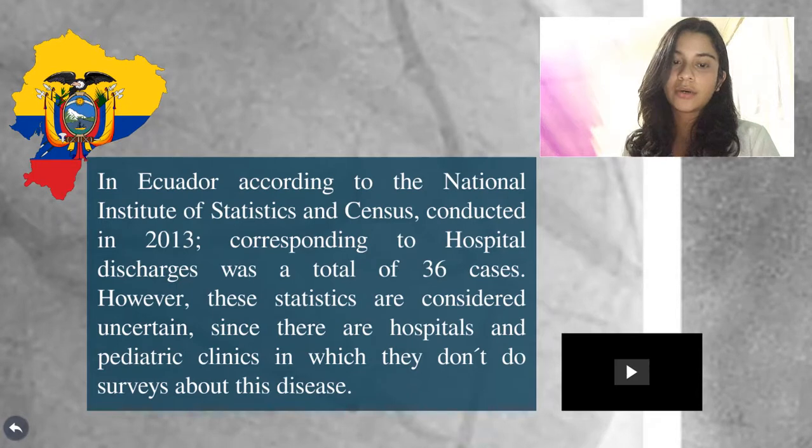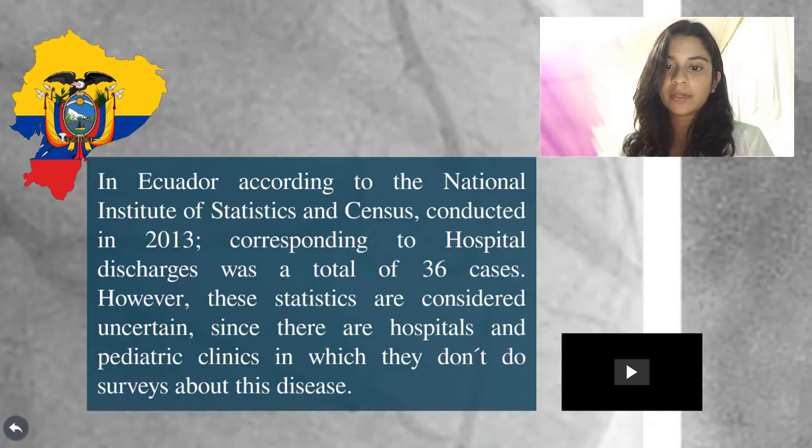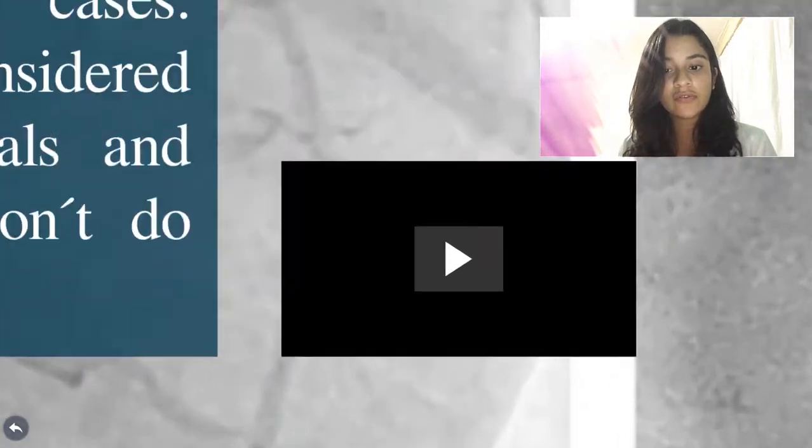In Ecuador, according to the National Institute of Statistics and Census conducted in 2013, corresponding to hospital discharges was a total of 36 cases. However, these statistics are considered uncertain, since there are hospitals and pediatric clinics in which they don't do surveys about this disease.